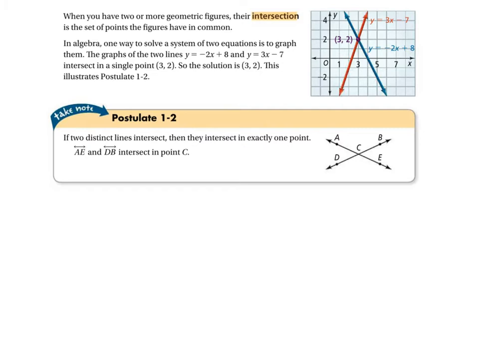Now, when you have 2 or more geometric figures, the intersection, the place where they cross, if they indeed do cross, which they don't always, will be the set of points that they have in common. And those sets of points will be different depending on the figures that might be intersecting. But in this case, when you have these 2 distinct lines intersecting, they intersect at this one point. That's the one point of intersection.